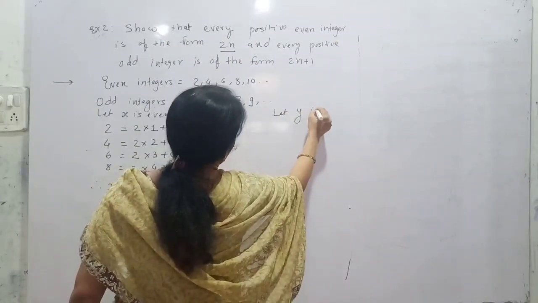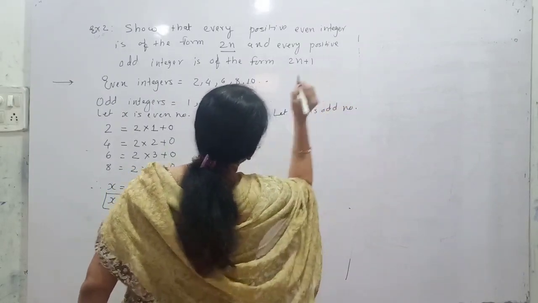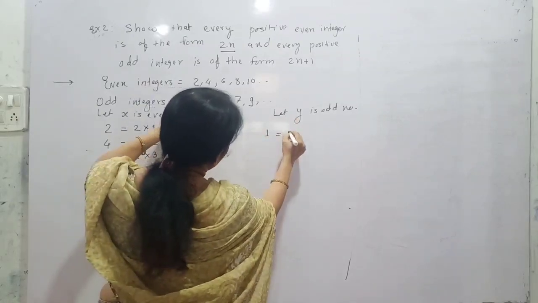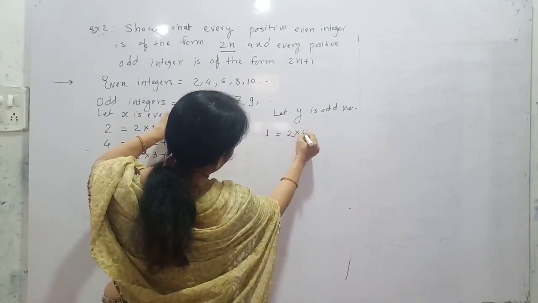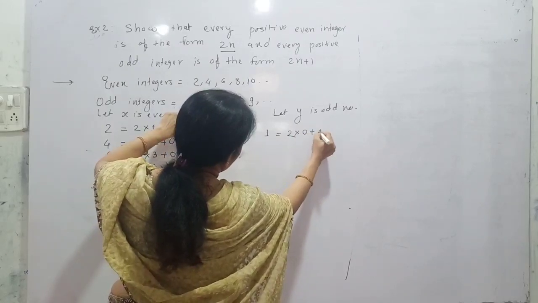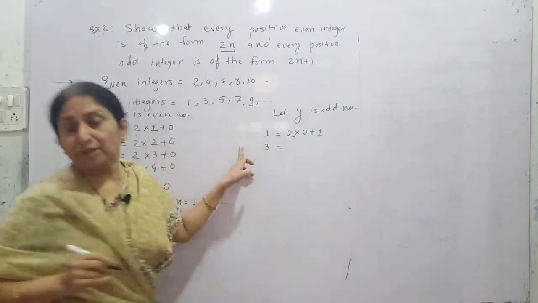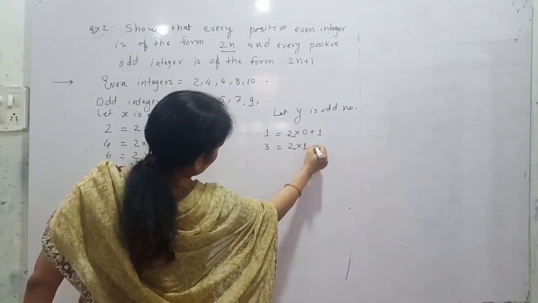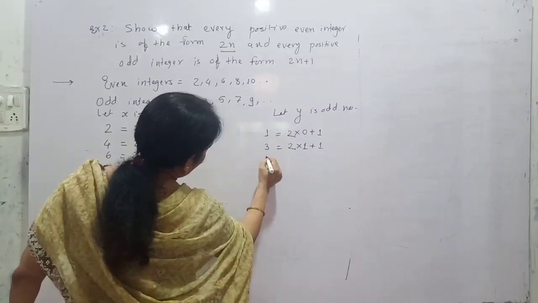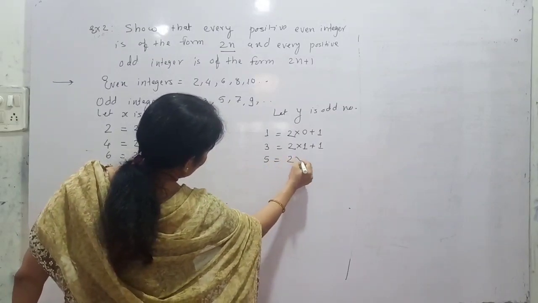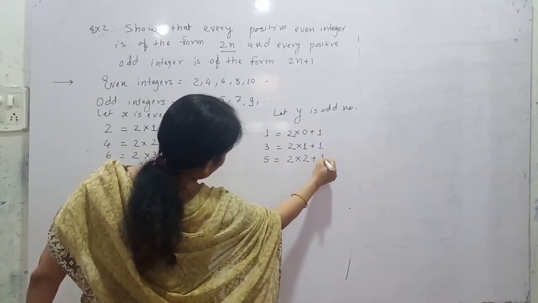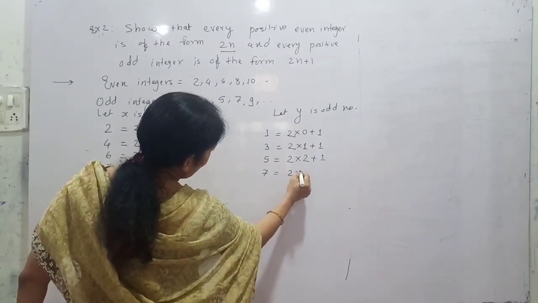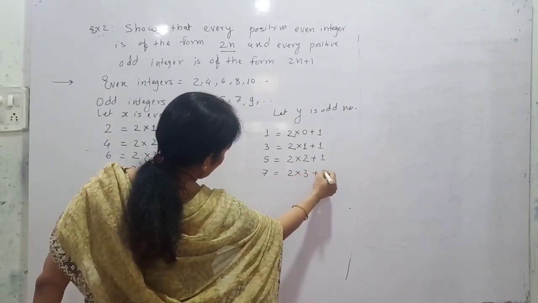Now odd numbers. Let y be an odd number. The first odd number is 1. How will you write 1? Means 2 into 0, 2 0s are 0, plus 1. The next odd number is 3. How will you write 3? 2 1s are 2, plus 1. The next odd number is 5, means 2 2s are 4 plus 1. The next odd number is 7, means 2 3s are 6 plus 1.